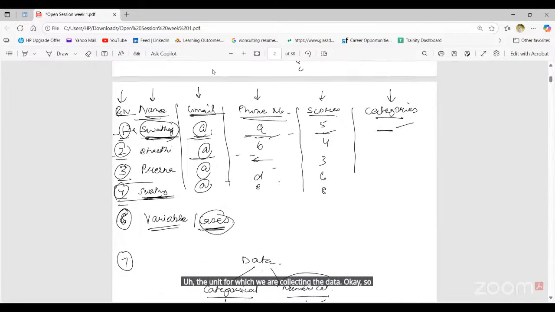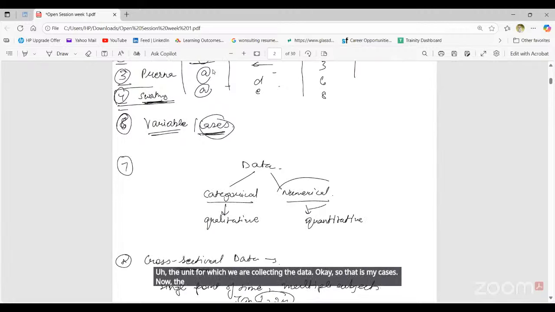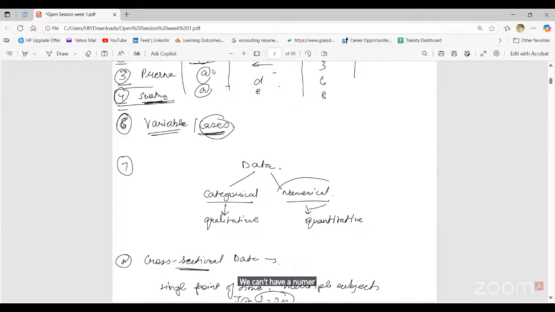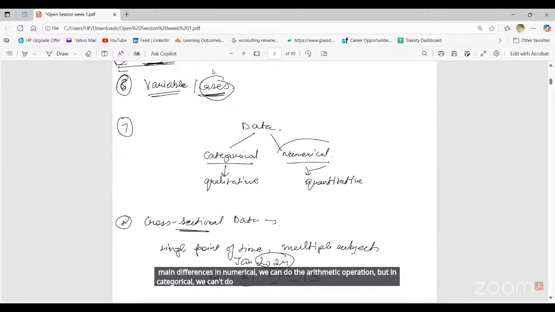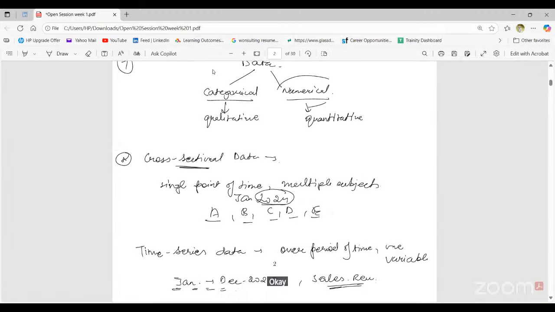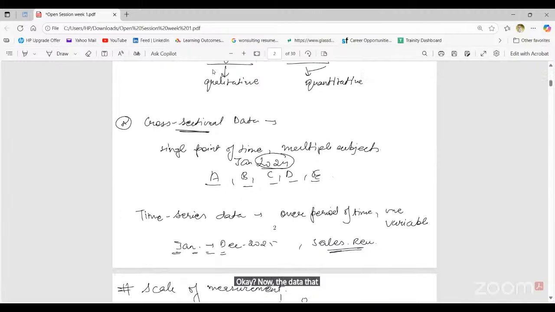So that is my cases. Now, the data that we are collecting, we can have two types of variables in that. We can have a categorical variable, and we can have a numerical variable. Categorical variables are the qualitative ones, and numerical is basically my quantitative. So the main difference is that in numerical we can do arithmetic operations, but in categorical we can't do any arithmetic operations.